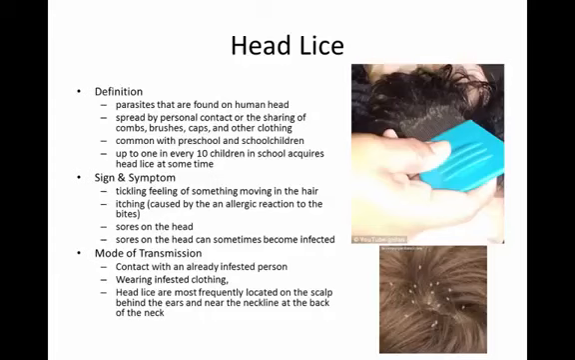Signs and symptoms include tickling or feeling like something is moving through the hair, itching caused by an allergic reaction to the bites, and sores on the head. Sores on the head can sometimes become infected. The mode of transmission is contact with an already infested person or wearing infested clothing. Head lice are most frequently located on the scalp behind the ears and near the neckline at the back of the neck.